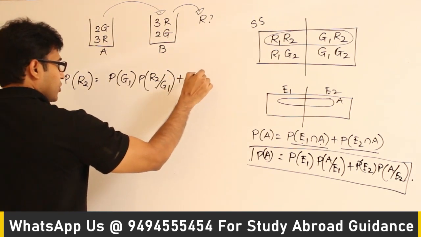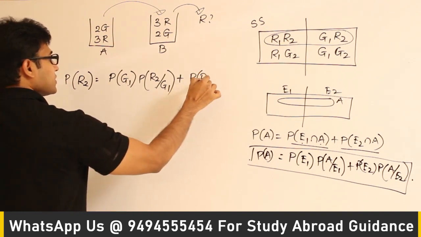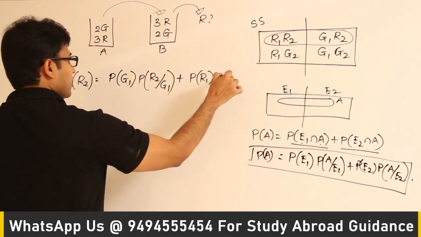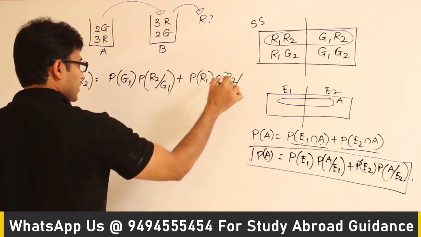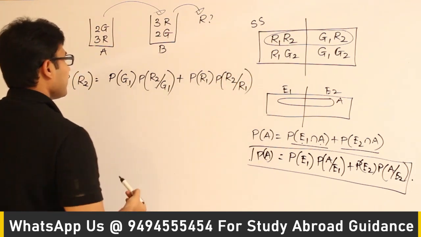Plus the probability of getting a red ball first, multiplied by the probability of getting a red ball the second time, given that the first time we have drawn the red ball.